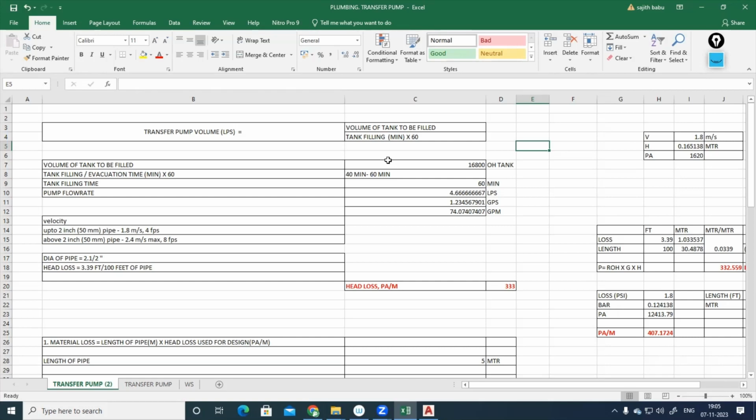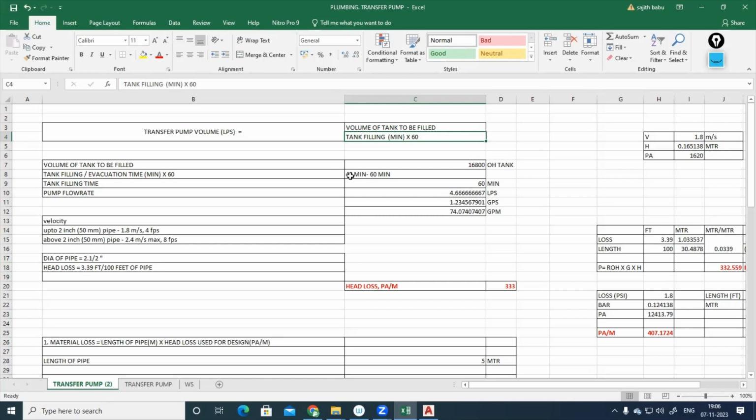Based on that, we can find it. So your transfer pump flow rate is equal to the volume of the tank to be filled, that is, the overhead tank, divided by the tank filling time in minutes multiplied by 60. For tank filling time, as an average, you can select between 40 to 60 minutes, or even 20 to 60 minutes. As an average, 60 minutes or 40 minutes is fine.